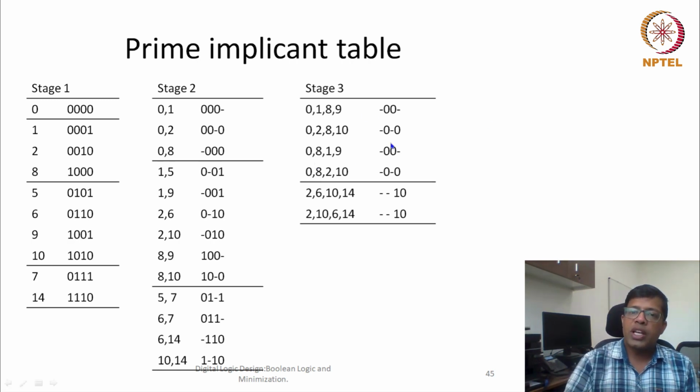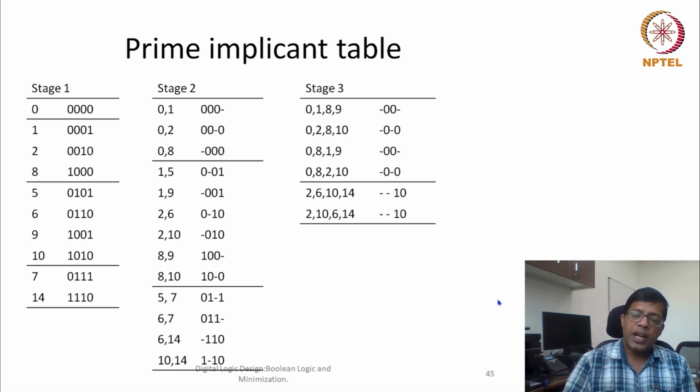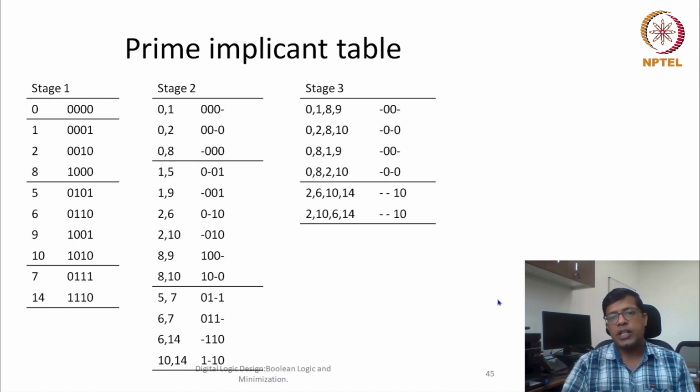After stage 3 we again look for the possibility of stage 4. For that we compare all of these pairs with all of these pairs. We don't see any possibility of combination, because dash dash is appearing at this place, and in none of the other implicants does dash dash appear at this place. So stage 4 is not possible. That's why we stop here, and now we'll try to remove the redundant terms.